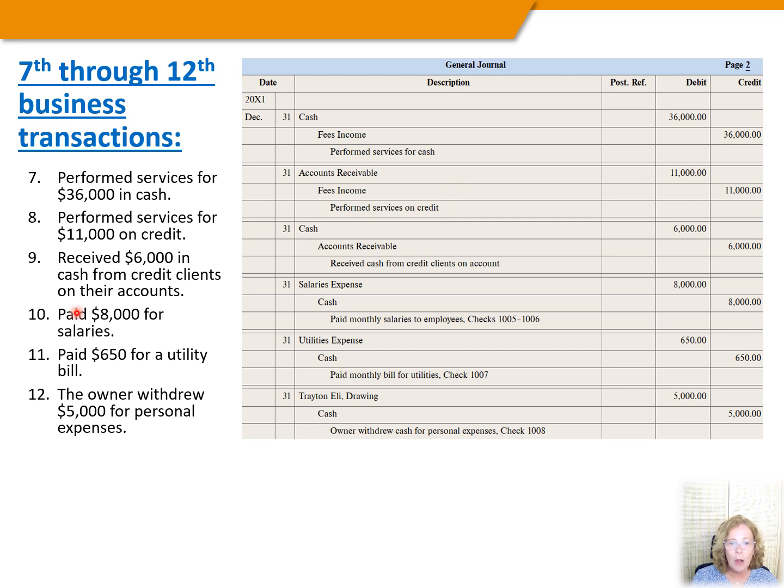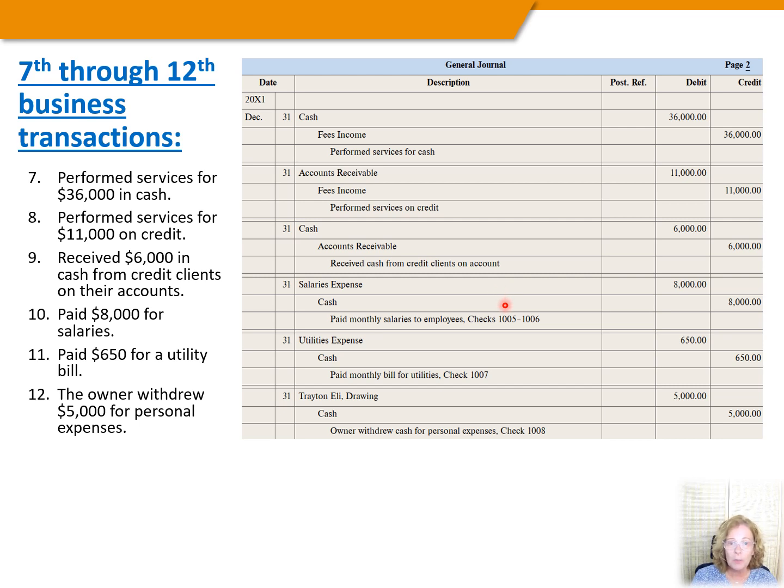So next, for our 9th transaction, we received $6,000 cash from credit clients who previously received services on credit. In this case, we'll debit cash because our assets increased, and we'll reduce accounts receivable with a credit of $6,000. For the 10th transaction, we paid $8,000 in salaries and need to increase our expenses by debiting salaries expense for $8,000 and reducing our cash with a credit of $8,000.